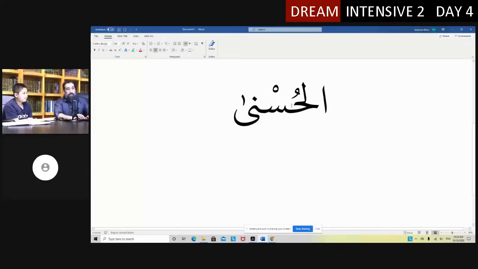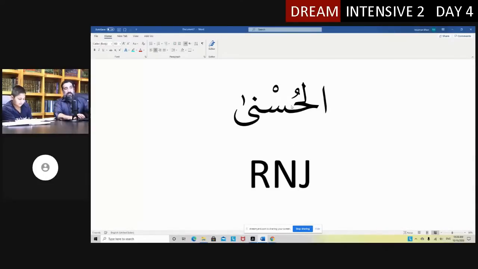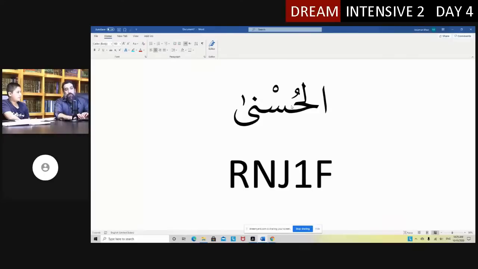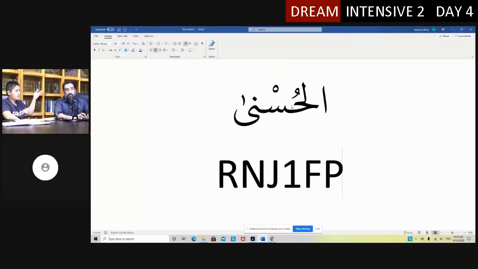Let's go through that again. It could be Rafa, Nasab, or Jar. Why? Because it ends like that, so it could be any one of those, right? What about the number? The number would be 1, because there's no sign of anything else. What about the gender? The gender is feminine. Why? Because the ending makes it feminine, alif maqsura. What about the type? It's proper because of al.